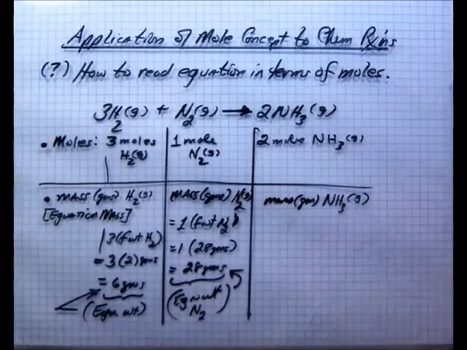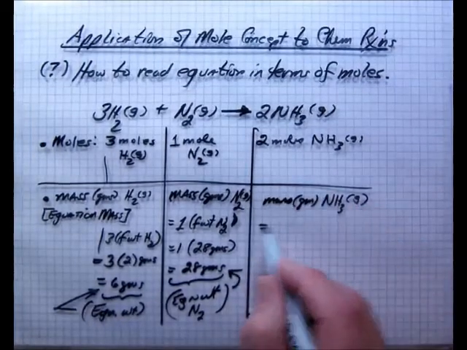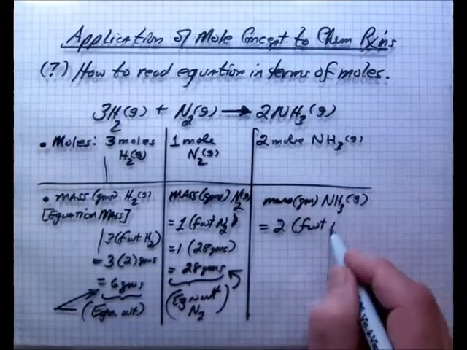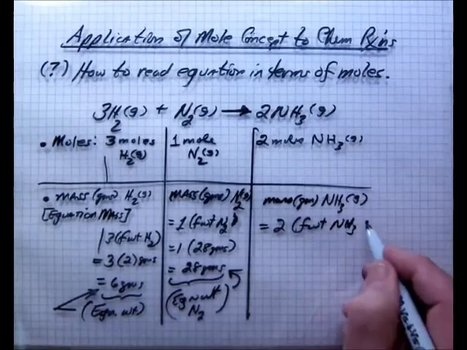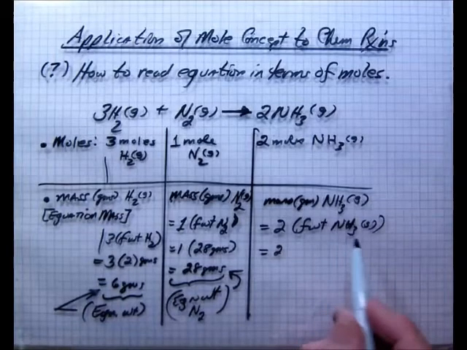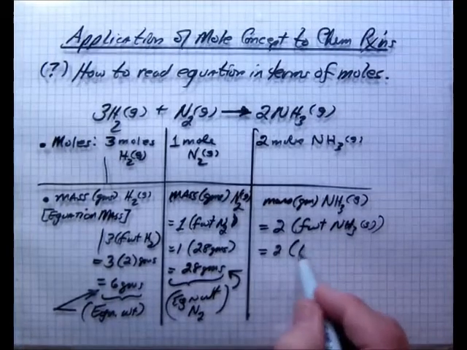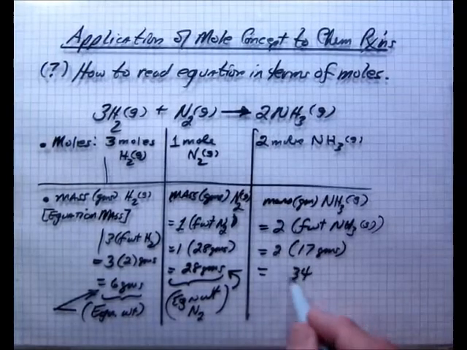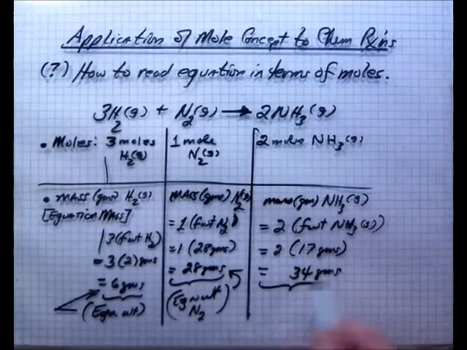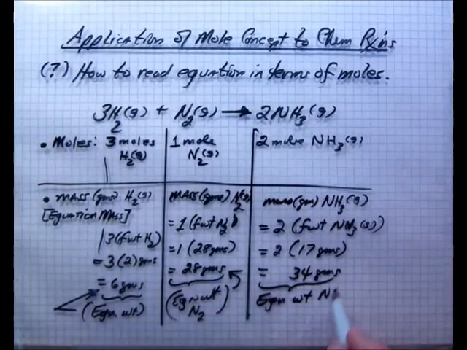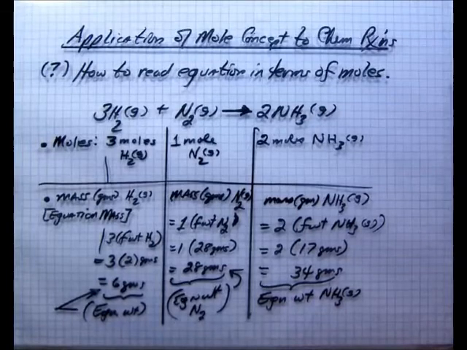Gas is 2. The formula weight of NH3 gas, which is 14 plus 3, is 17 grams. This is the equation weight of NH3 in that expression.